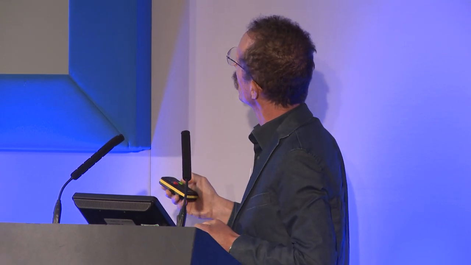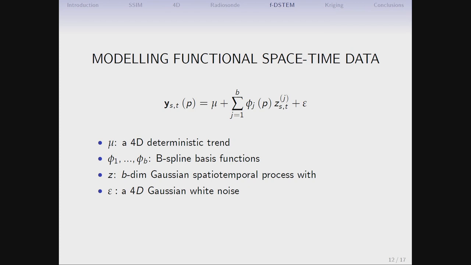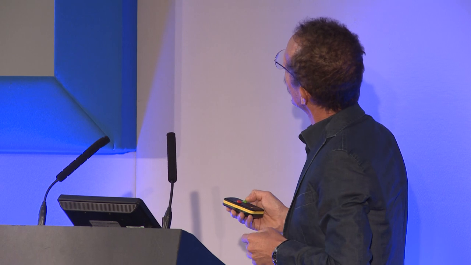So to model this, we use a four-dimensional model, YSTP, where S stands for space, T for time, and P is the pressure level, the altitude. Could you speed up? Yeah, okay.